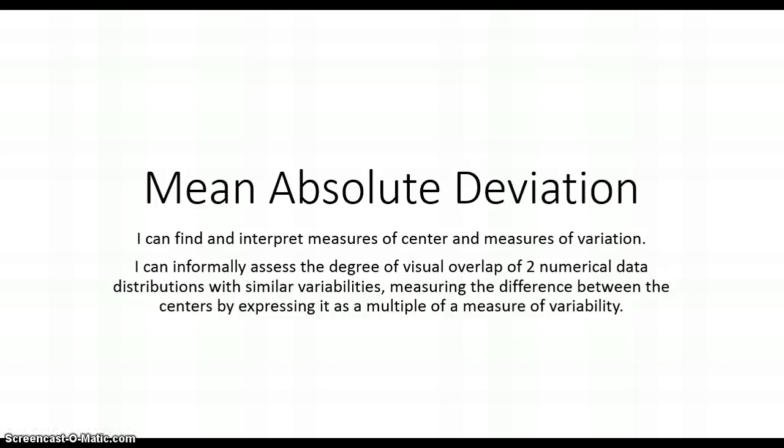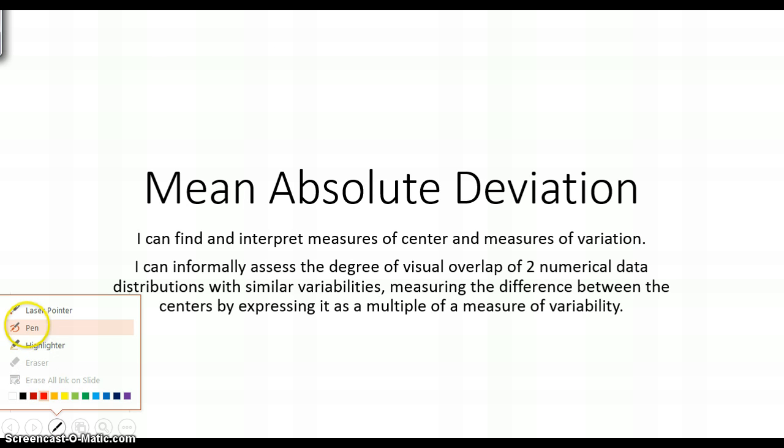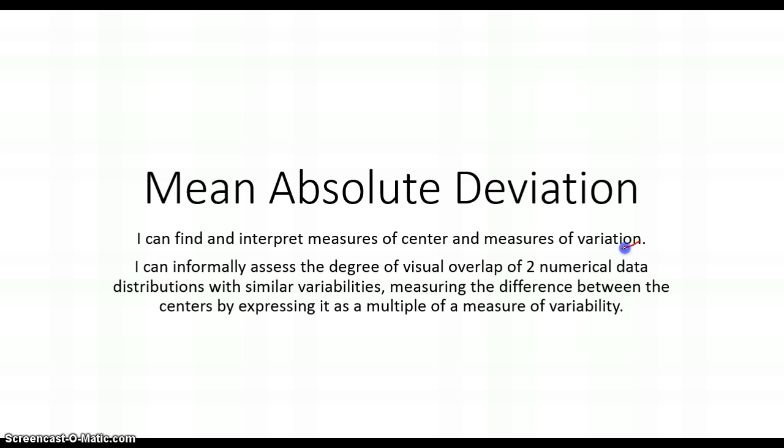Hi guys, today we're going to talk about mean absolute deviation. And the I can statements we're working on are, I can find and interpret measures of center and measures of variation. Well, the mean absolute deviation is a measure of variation. So we're going to be focusing on this portion of the I can statement.